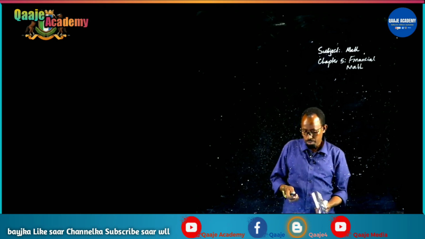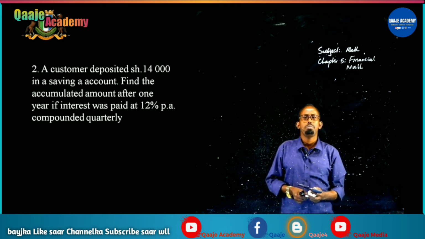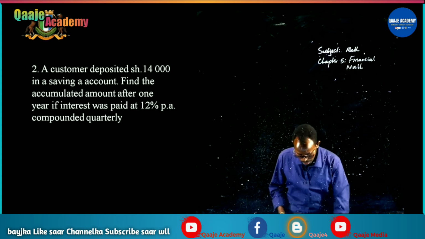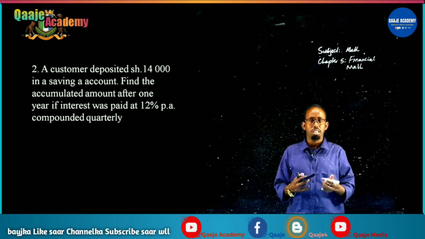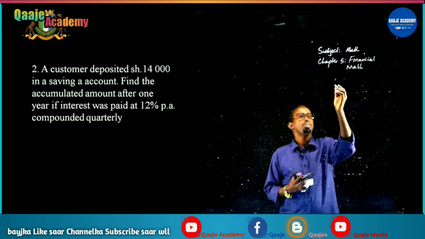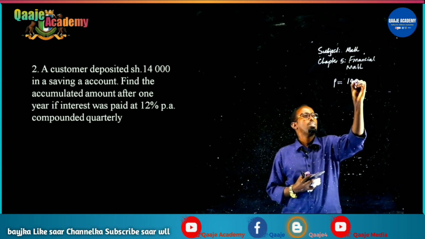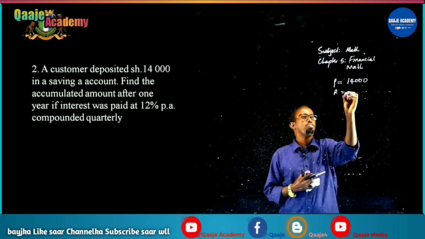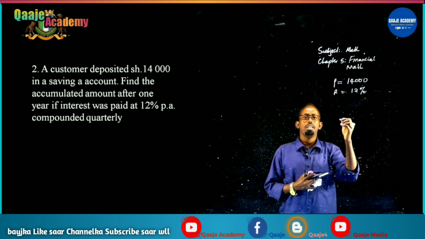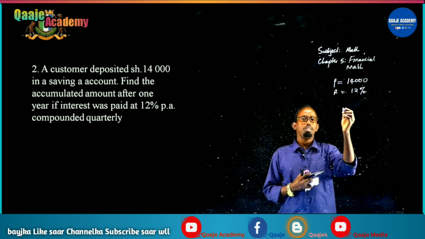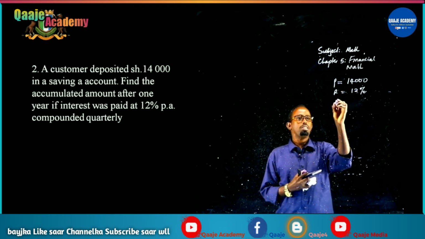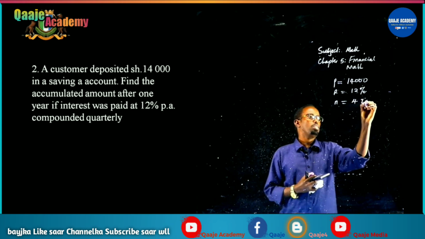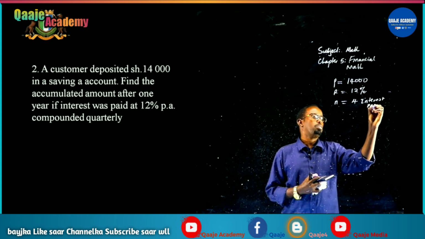Example number 2. A customer deposited shilling 10,000, which is the principal amount. So principal amount is 14,000. Time, the rate is 12%. Then compounded quarterly. The time is 1 year, compounded quarterly. Then n will be equal to 4 interest periods.